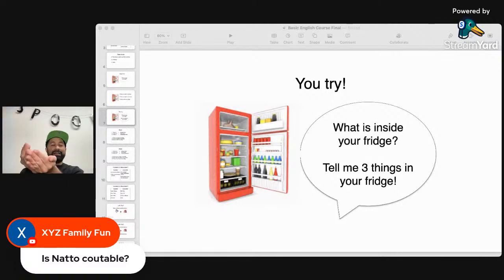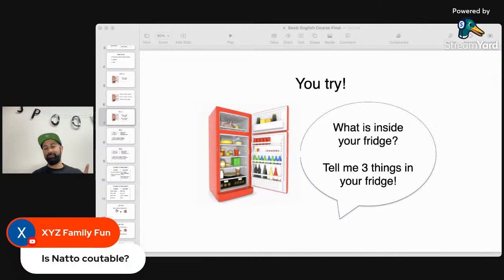XYZ, you've got natto in your hand. Can you count it? You mix that natto all up. With natto, it's a bean, but you mix it up and it becomes very slimy. It kind of reminds me of okra. Okra is kind of slimy. It kind of joins together. So what do you think? XYZ, natto's in your hand. Are you counting that natto? Can you say 1 natto, 2 nattos, 3 nattos?